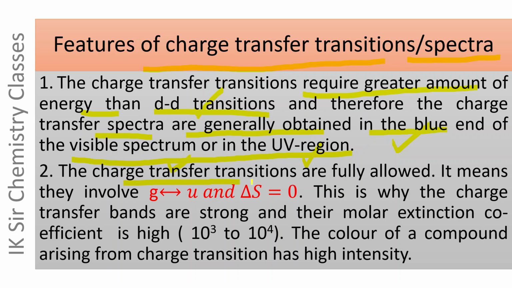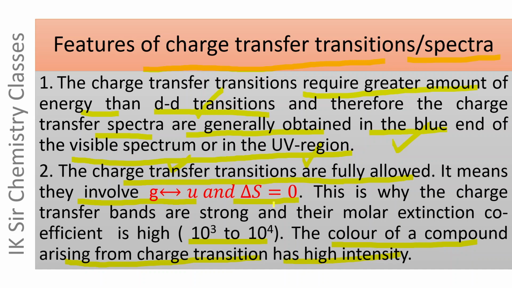The charge transfer transitions are fully allowed according to selection rules. It means the charge transfer transitions involve gerade, ungerade orbitals and delta S equals 0. This is why charge transfer bands are strong and their molar extinction coefficient is high, often in the range 10^3 to 10^4. As a result, the color of a compound arising from charge transfer transition has high intensity.